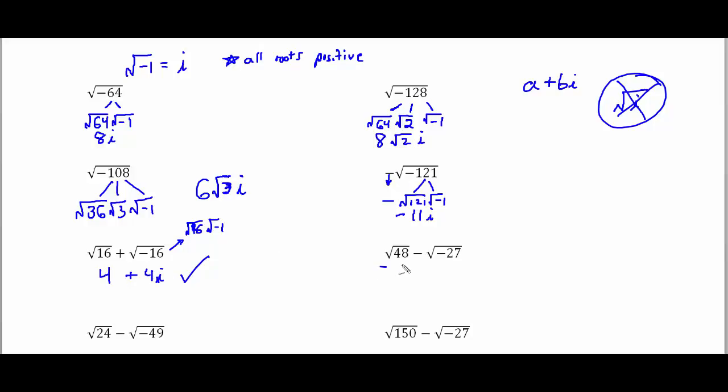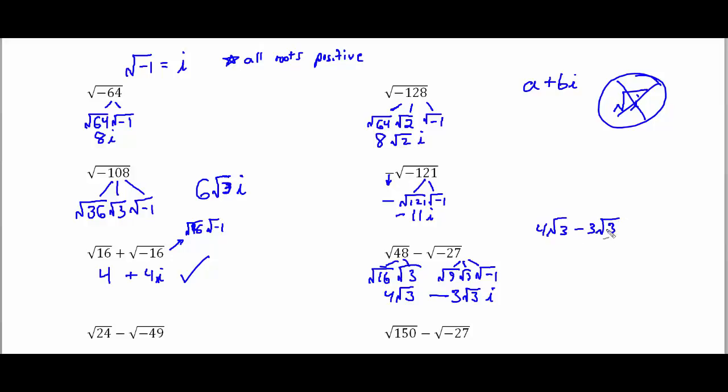For this problem here, we are going to split this up and try to reduce that radical as much as possible. So 16 times 3, or 4 square roots of 3. We're going to break this radical up as much as possible, which is 9 times 3, and times negative 1. So this is 3 square root of 3i, and so we subtract these two. So here I have 4 square root of 3 minus 3 square root of 3.